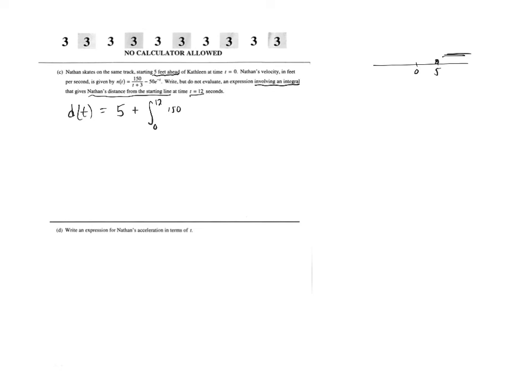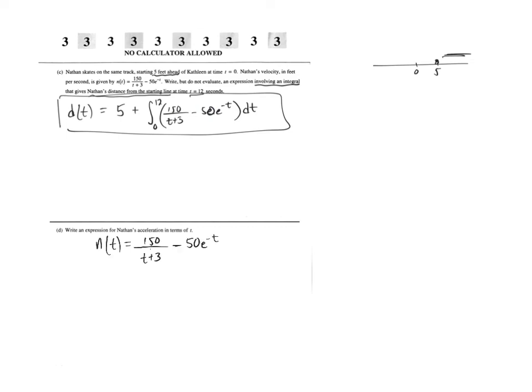which is 150 over t plus 3 minus 50 e to the negative t, put parentheses around all that, put a dt there, and that's all we need. Because the integral portion is going to tell us his net change in position during those 12 seconds, and the 5 is going to represent where he started. So he starts out 5 feet to the right, and the integral represents however that position changed during those 12 seconds.